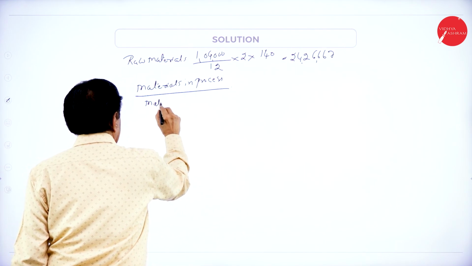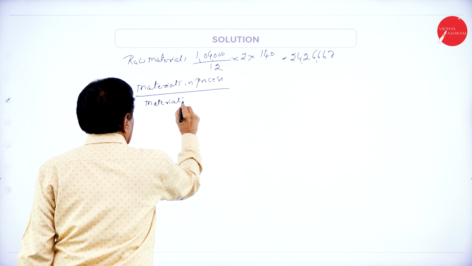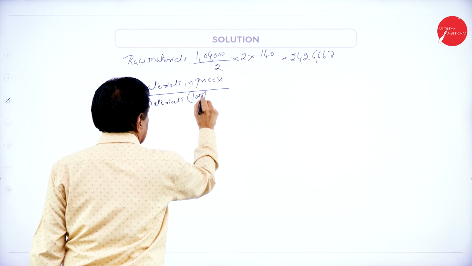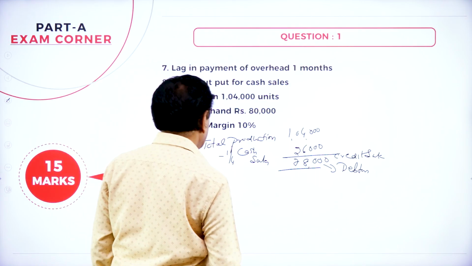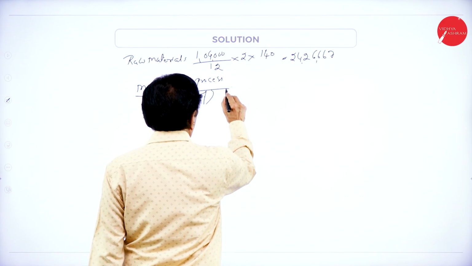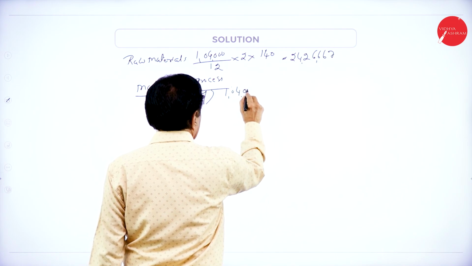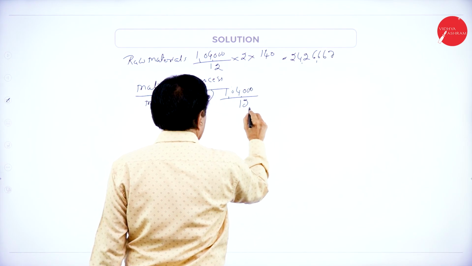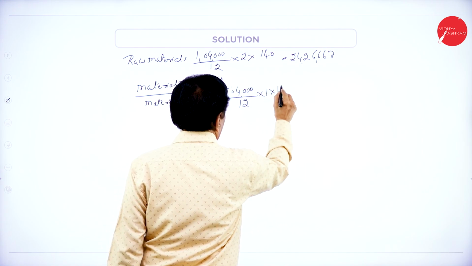Materials, 100%. So how many months? Material, 1 month. 1,04,000 divided by 12 into 1 into 140.